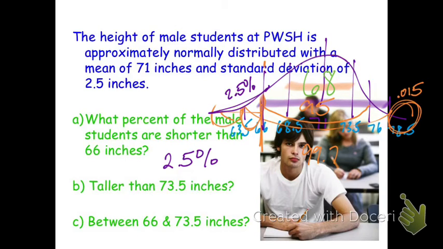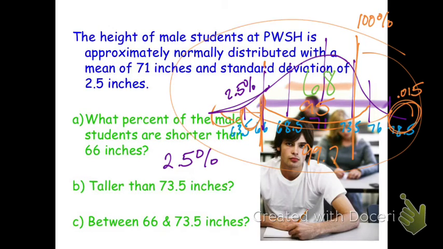Okay, taller than 68. If 68% is within 1 standard deviation, how much is on the tails? 1 minus 68, 32, because the whole thing is 100%. And then I'm going to cut that in half. So it would be 16%.